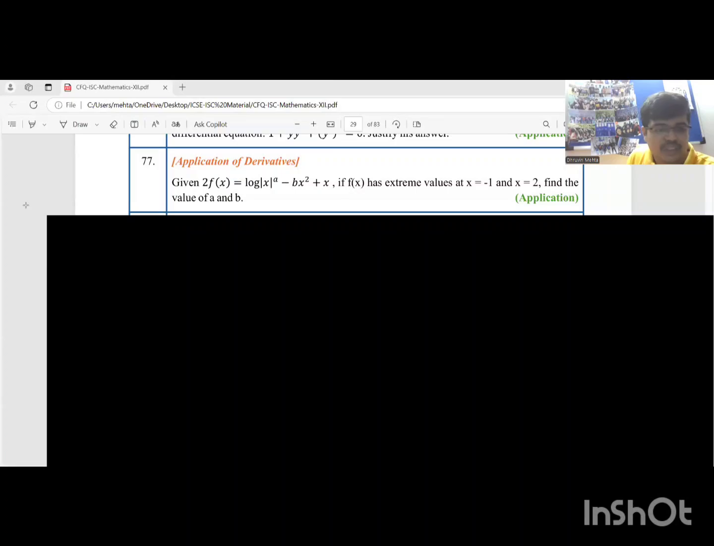In question 77, students, they're saying it is given that 2 times f of x is equal to log of x raised to a minus bx squared plus x. If f of x has extreme values, when we say extreme values, it's either maxima or minima.